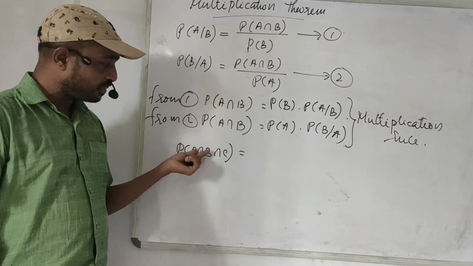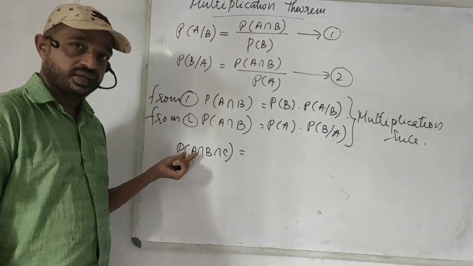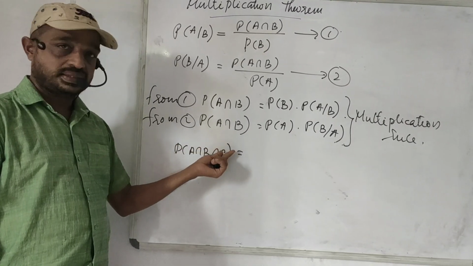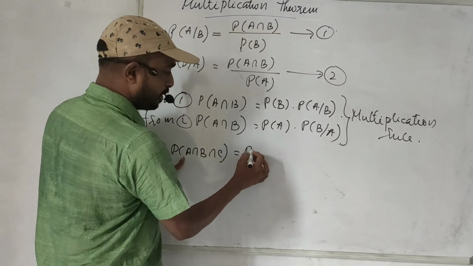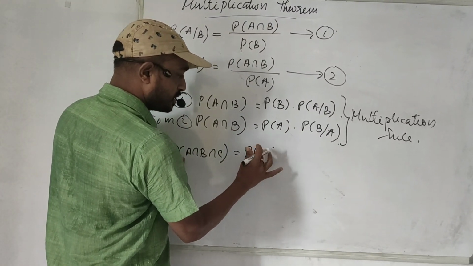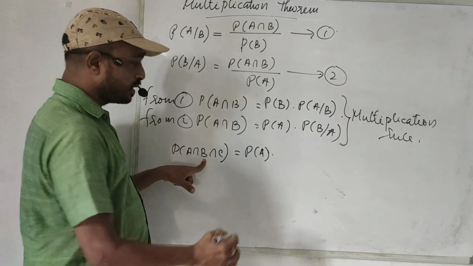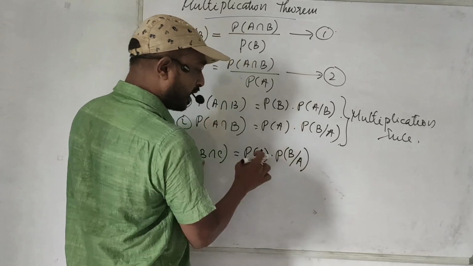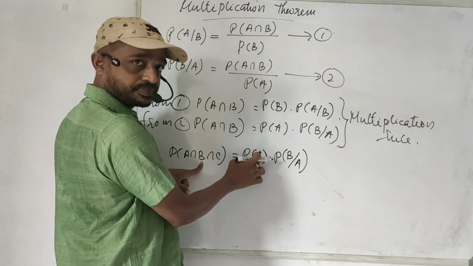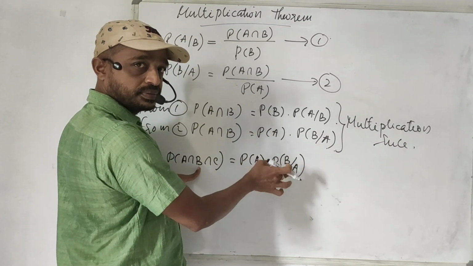P of A intersection B intersection C means probability of happening all the events A, B and C. So how will you write this result? It is first P of A, first it is probability of happening the event A into probability of happening the event B if the event A has already happened. Now the two events A and B have happened.